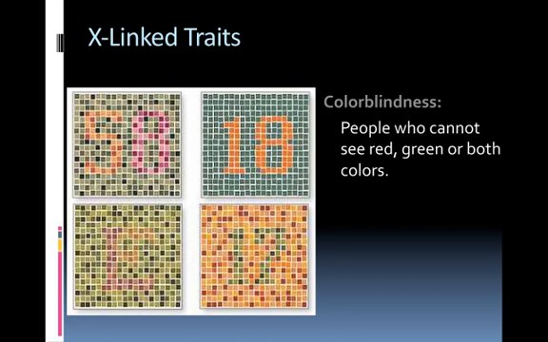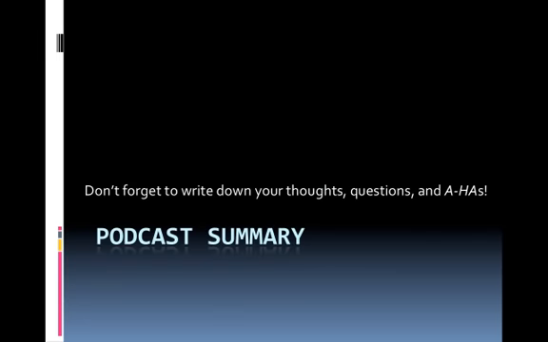If you have a variation of color blindness, then those colors would be kind of a grayish color. So that ends this podcast. So don't forget to write down your thoughts and questions and any ahas that you have. Thanks so much for joining in.